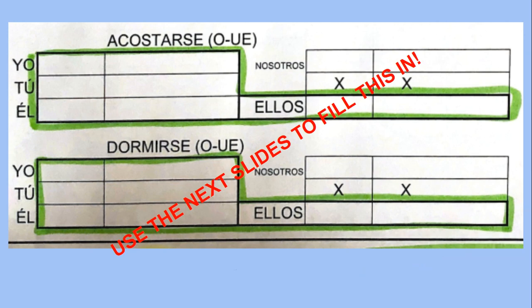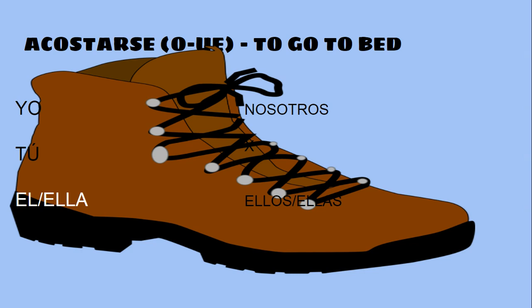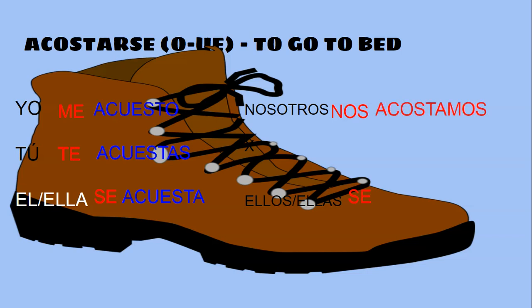The next two we're going to use are acostarse and dormirse. We'll use the next slide to help us fill this in. So acostarse, this is an O to UE boot verb, and it means to go to bed. So first thing we're going to do is move that se to the front, and it would change to me, te, se, nos, and se. The second thing we got to do is drop the AR, and change that O to UE. So yo me acuesto, tú te acuestas, él se acuesta, nosotros nos acostamos, and ellos se acuestan.